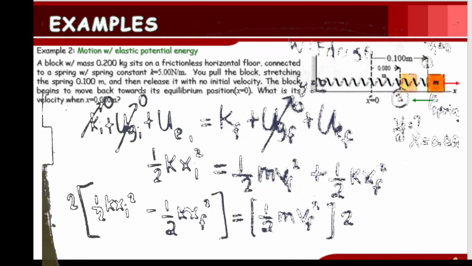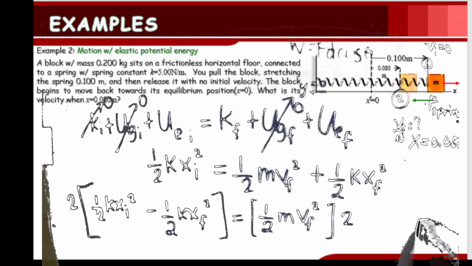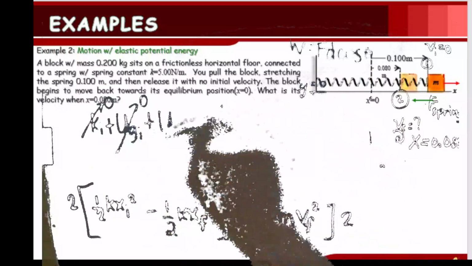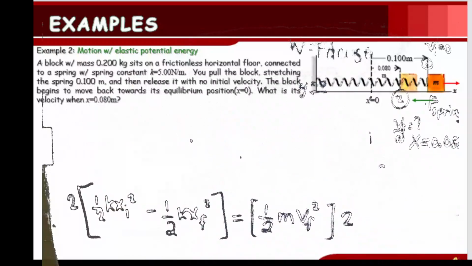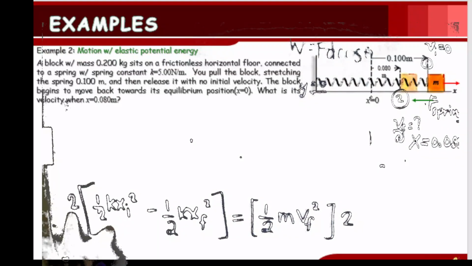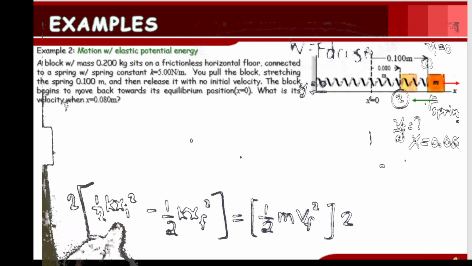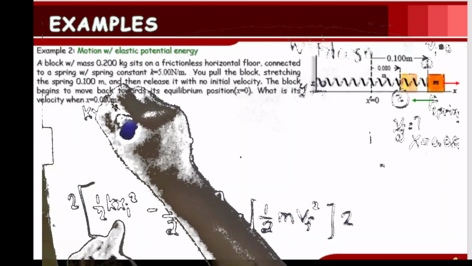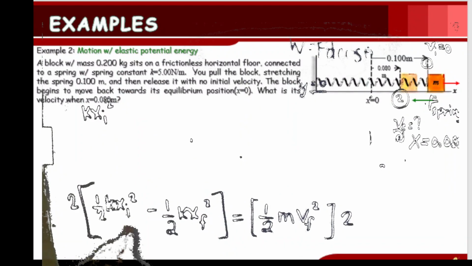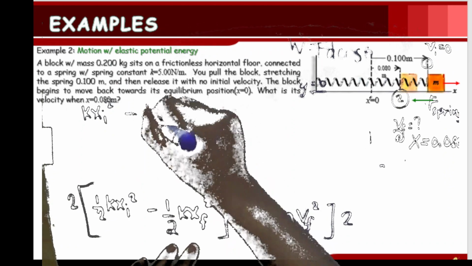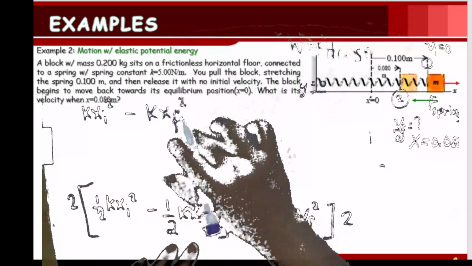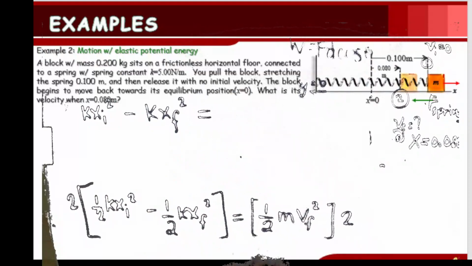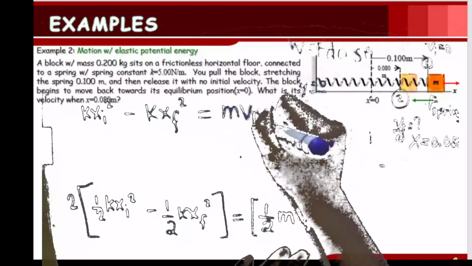So we are left with, on the first term, 2 times 1 half, the 1 half is gone. We have k x initial squared. Next, second term, we have minus k x final squared. This is equal to m v final squared.